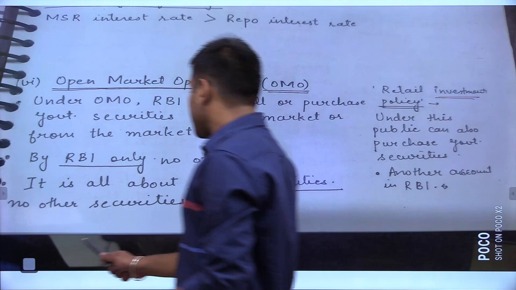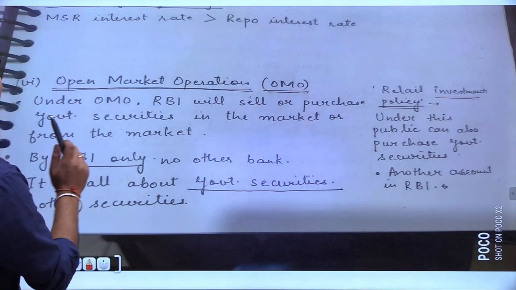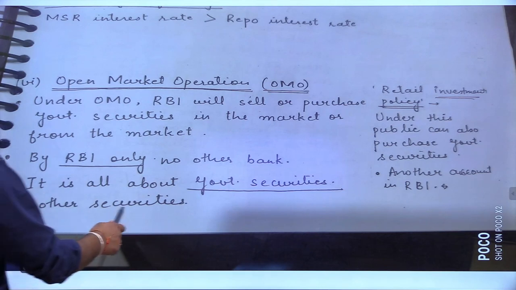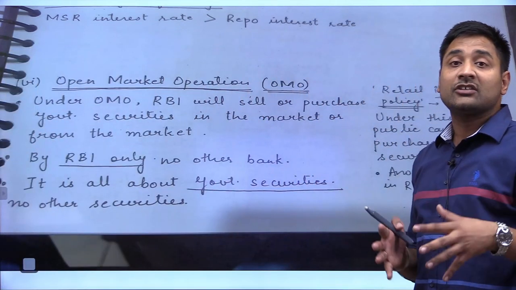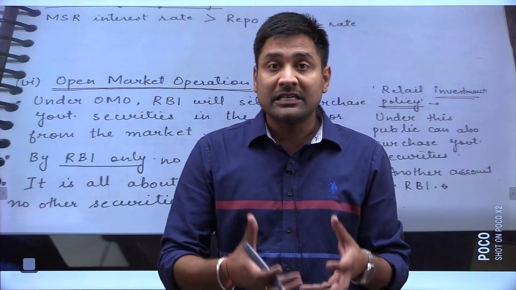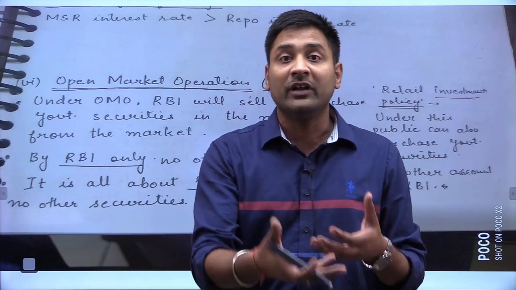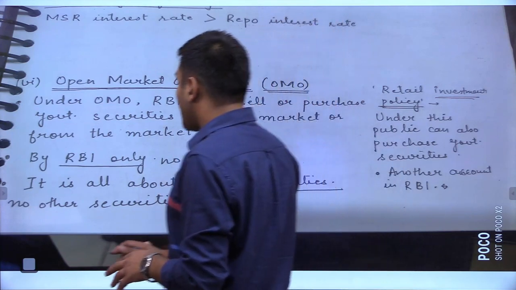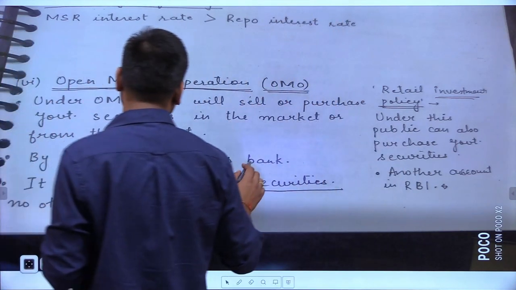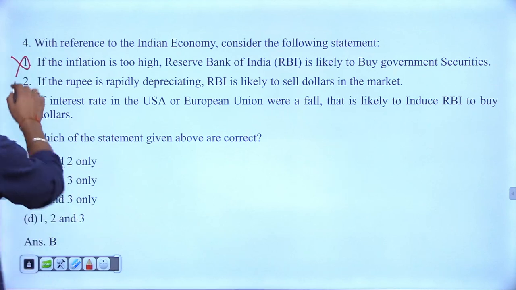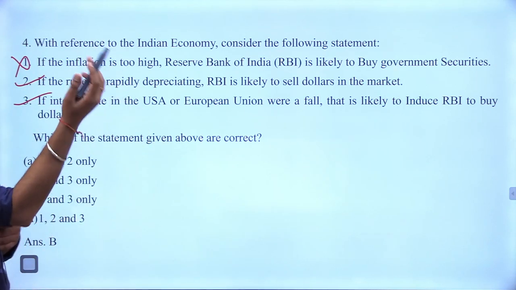So, as per this, what has been written here is that under OMO, the RBI will sell or purchase government securities in the market. Okay. Now, by the RBI only, it is all about government securities. In case of inflation in the market, the purpose of the RBI is to control the flow of money in the market. So it will try to reduce the supply of money in the market. In that case, it is not going to purchase securities from the market; it is going to sell securities in the market. So again, the first statement is wrong, and the second and third are right.